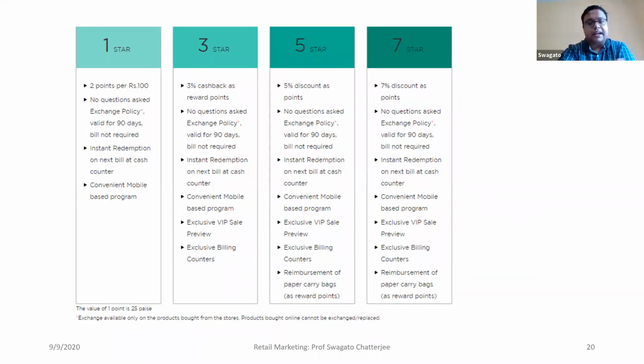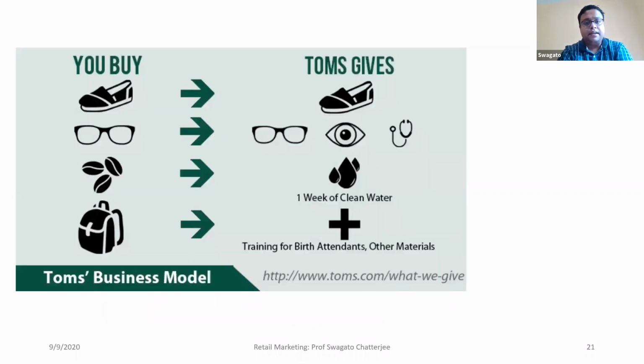So different kinds of services they are providing to different categories, and slowly from economic and functional, as you go up, the hedonistic, social, functional, and informational benefits are coming up extra. So that's how they have designed the reward programs.